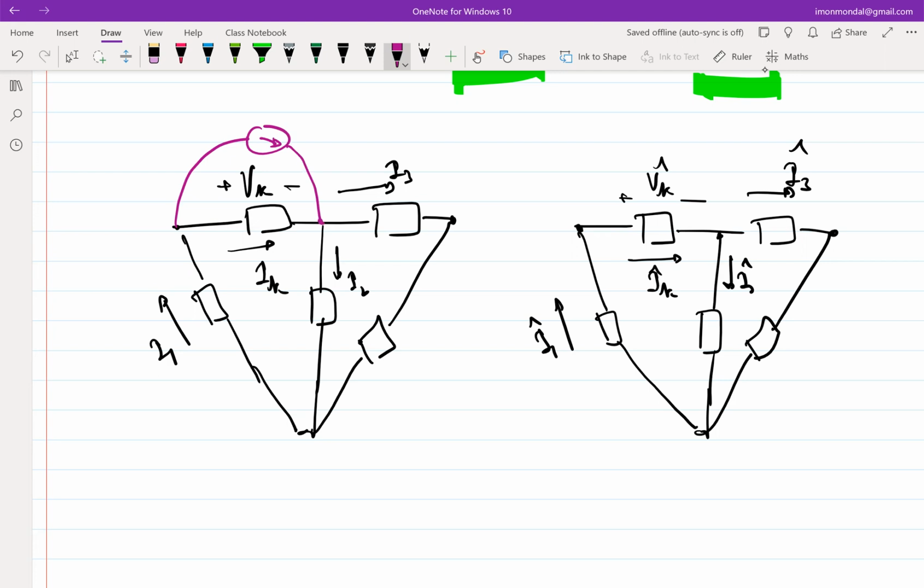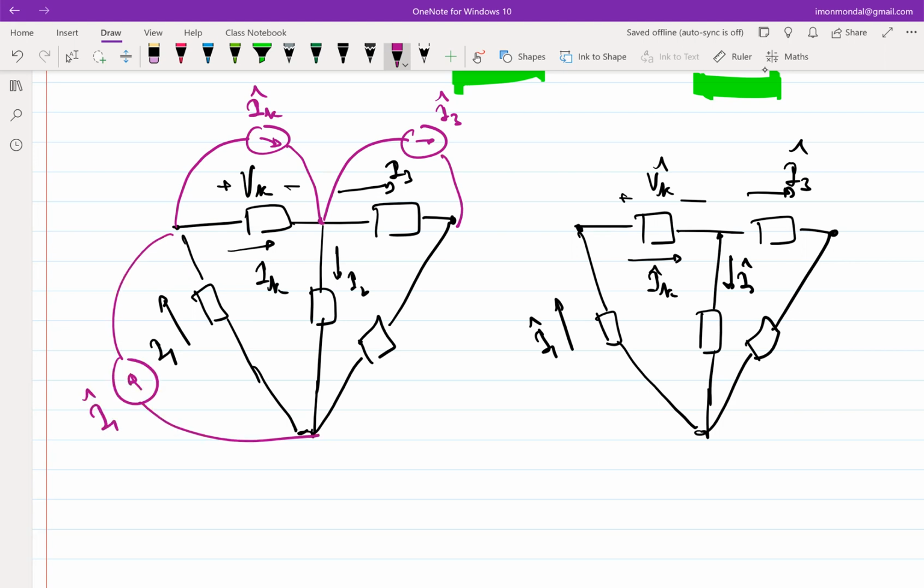I will add Ik hat here. Similarly, I'll add I3 hat here. Similarly, I will add I1 hat, I2 hat, and this is I4 hat maybe.